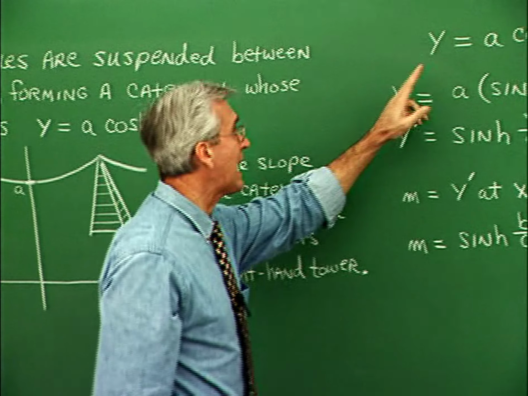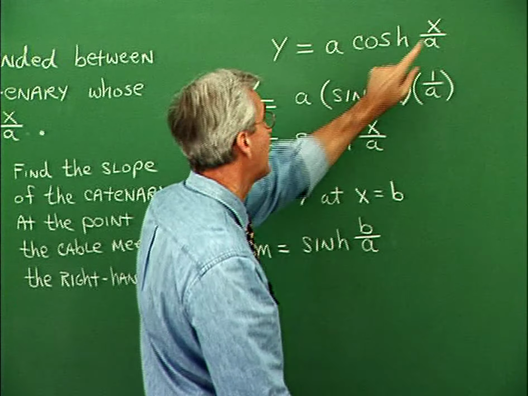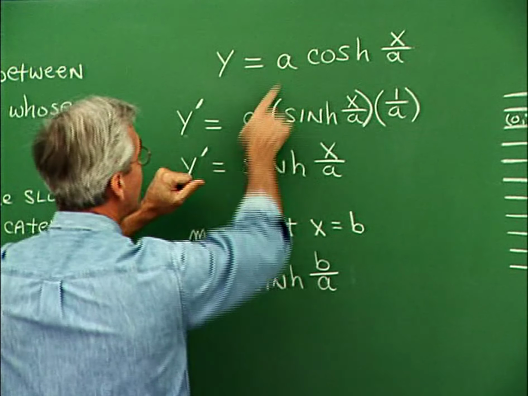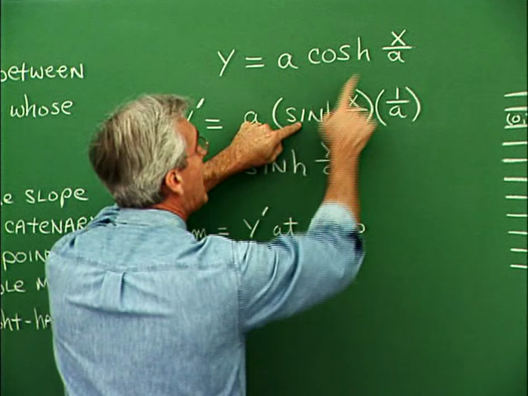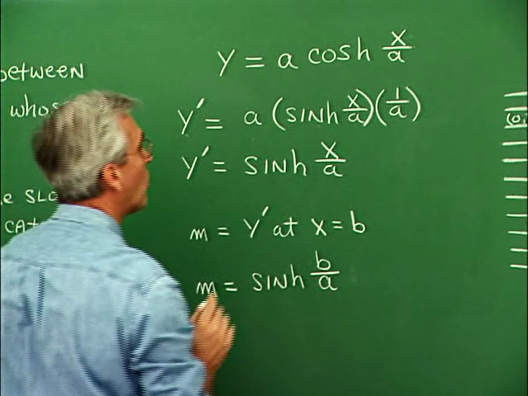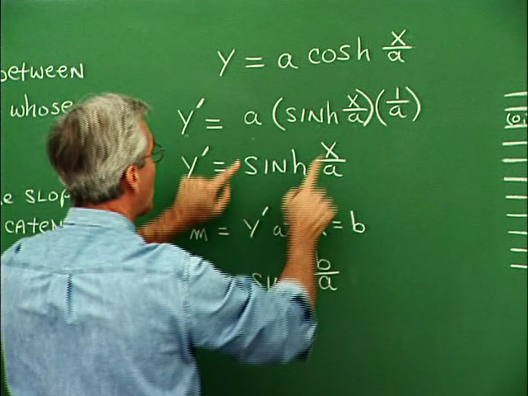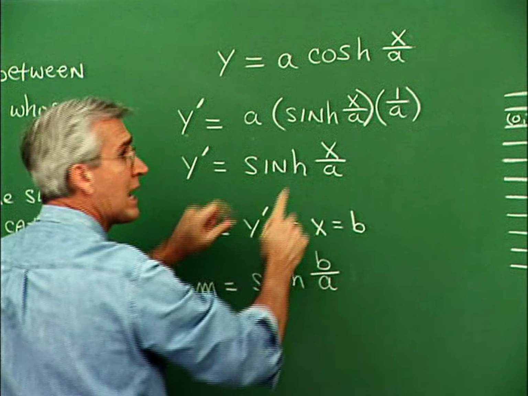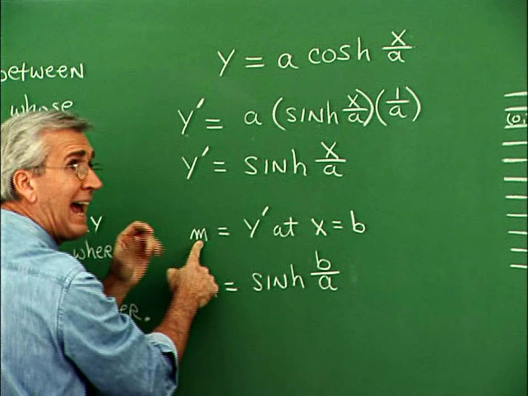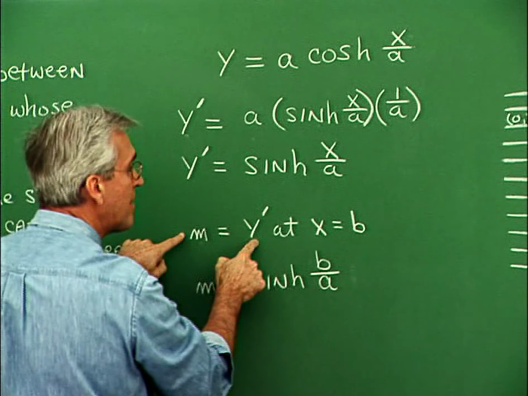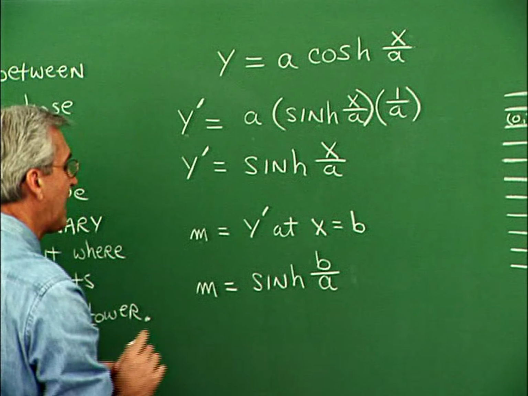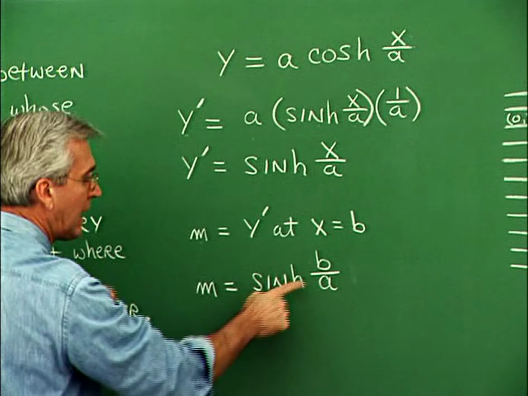Here's y equals a times the hyperbolic cosine of x over a. And then y prime, you see the derivative here is a times hyperbolic sine of this expression times the derivative of the expression, which is 1 over a. Now the a's cancel, so we have hyperbolic sine of x over a. Now we're ready to pop in that point. So the slope at the particular point is y prime at x equal to b. So we just pop a b in place of x, and we have the slope is hyperbolic sine of b over a.